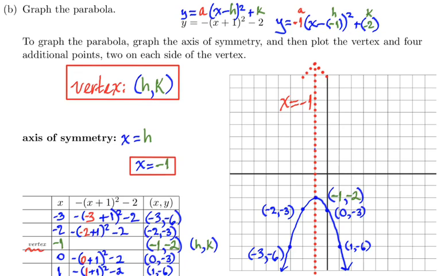All right, I'll see you in another video, where we'll see how to transform an equation in standard form into the equation for the same parabola in vertex form.